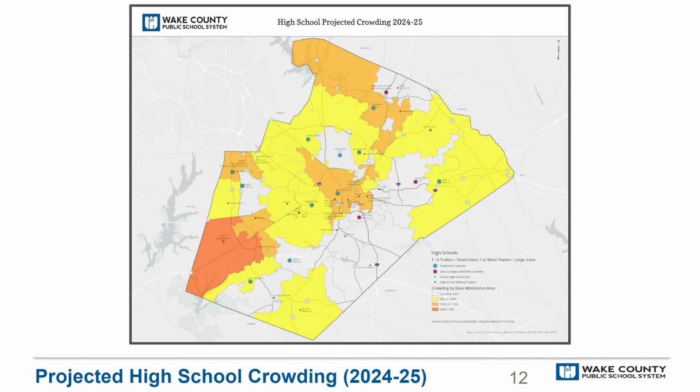Finally, this map displays the projected crowding rates for high schools across the district. Note that several of our high schools continue to operate at or above 100% crowding. Reviewing all of the projected crowding impacts is only one of the factors used to inform the development of our annual enrollment plans.